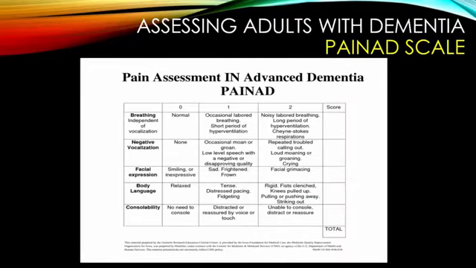When assessing adults with dementia, vocalizations may not be reliable. For that reason, we use the Pain Assessment in Advanced Dementia, or PAINAD scale, ranging from 0 to 10, looking at 5 characteristics. Any one characteristic may be present in these patients with dementia, but when taken as a group, we can assume a certain pain based on their score.